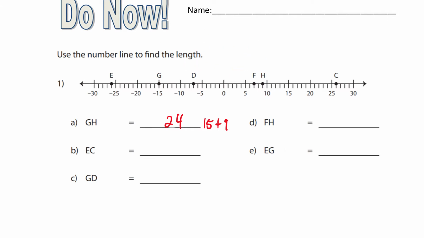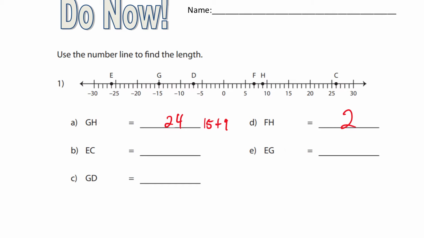All right, next one for FH. F, I was right here at 5, 6, 7, and H we already just said is at 9. So this is at 7, this is 9. Again, this one would be easy to count. It's just 1, 2 units. Or you could think about how far is it from 7 to 9. It's 2 units. So the length of FH is 2 units.